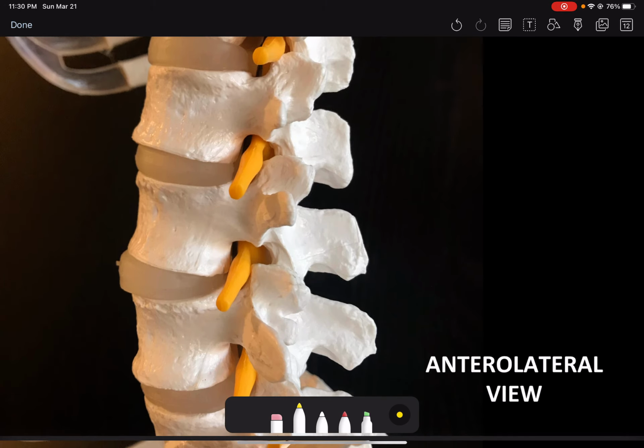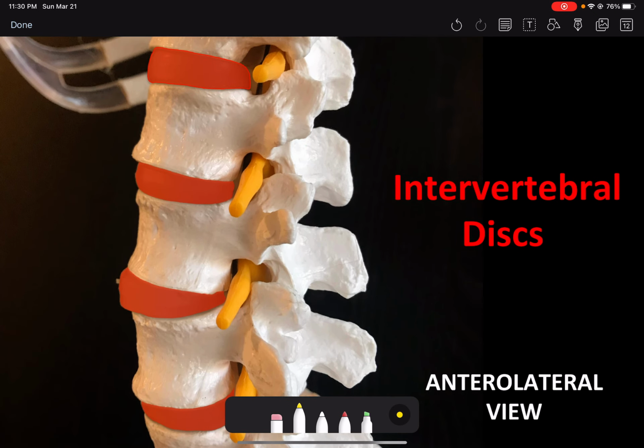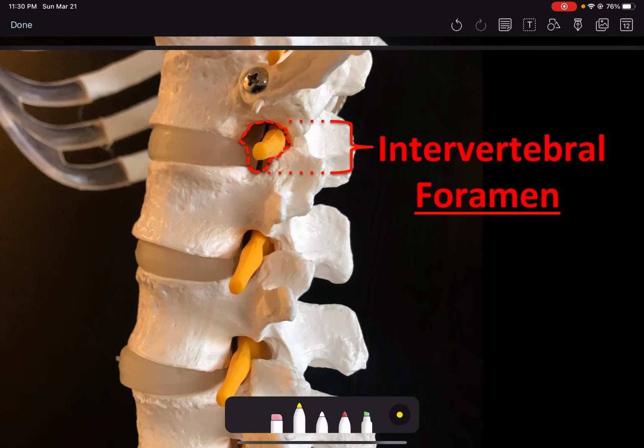So one thing I wanted to point out to you with this anterolateral view of the vertebral column is going to be your intervertebral discs. So your intervertebral discs are very organized structures containing fibrocartilage, which adjoin the bodies of the vertebrae. So it's these intervertebral discs that are going to allow you to have flexibility of your vertebral column. You're going to talk more about that in lecture.